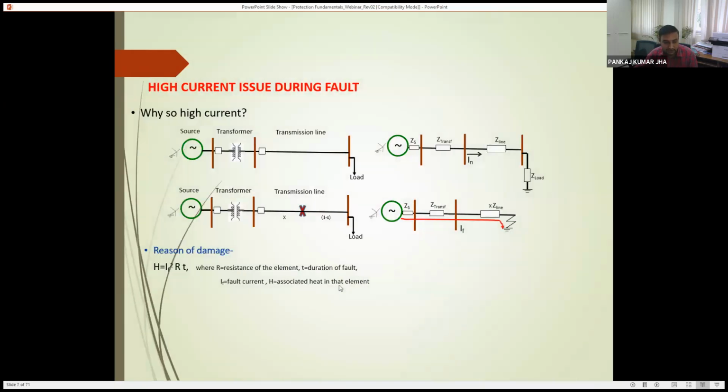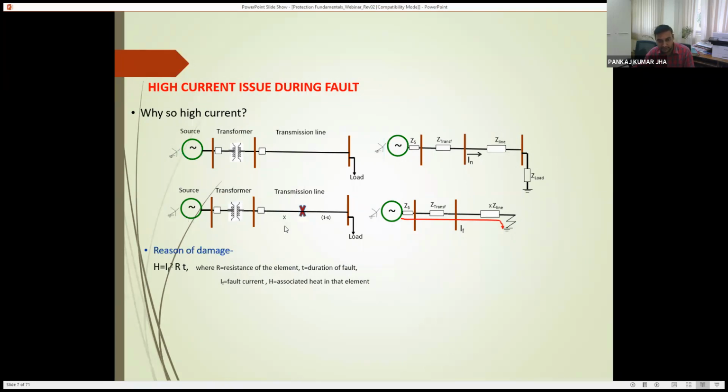Why do we need to clear the faults as fast as possible? If you see here, this is a general power system network in which there is a source, that is a generator, followed by a transformer, transmission line, and then load. In normal conditions, the power will flow from the source to the load side, and there will be a load current. Now, if there is a fault on this transmission line, what happens?